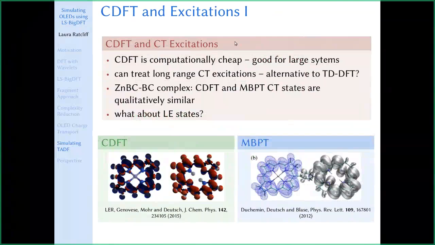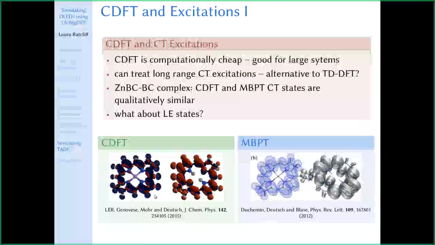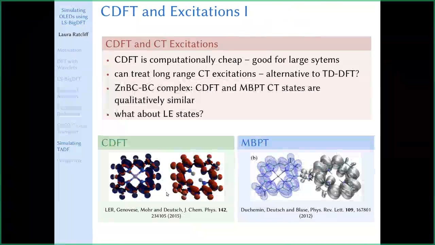I've already talked a bit about constrained DFT. In the classic formalism, it's designed for treating charge transfer states. The advantage is that it's computationally cheap, which means we can treat large systems, and also, as I've mentioned, it works well with our fragment approach. The fact that it can treat long-range charge transfer excitations is a promising advantage over TDDFT, which has problems for these types of states. And if we look even qualitatively at this classic zinc bacteriochlorin charge transfer complex, you can see that at least qualitatively, CDFT gives us something quite similar to many-body perturbation theory.